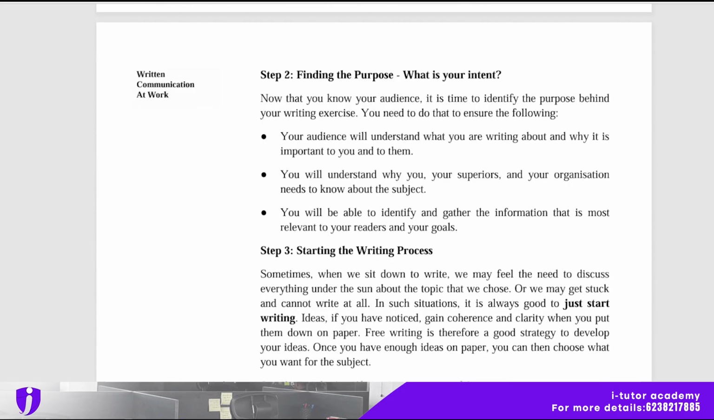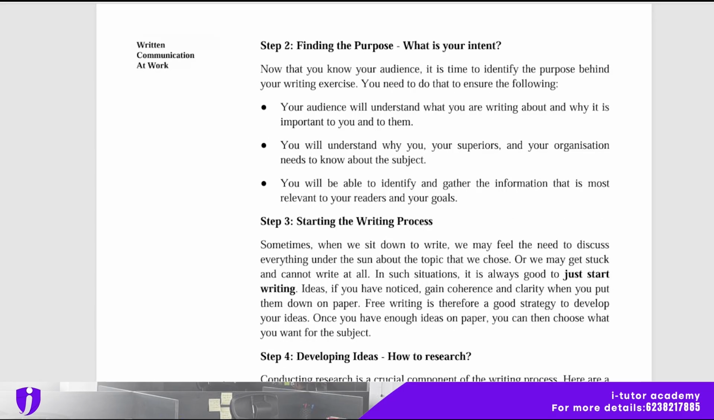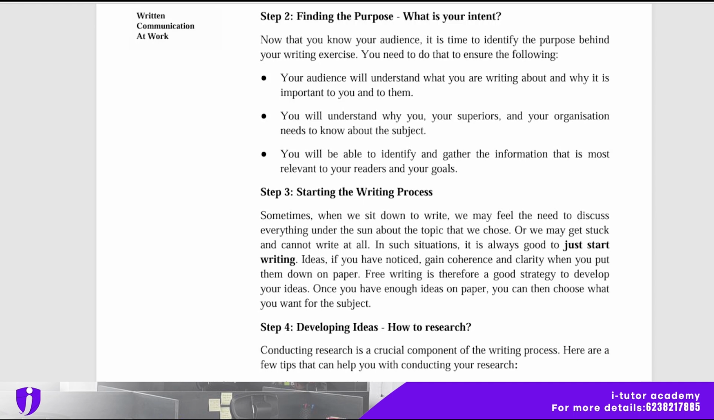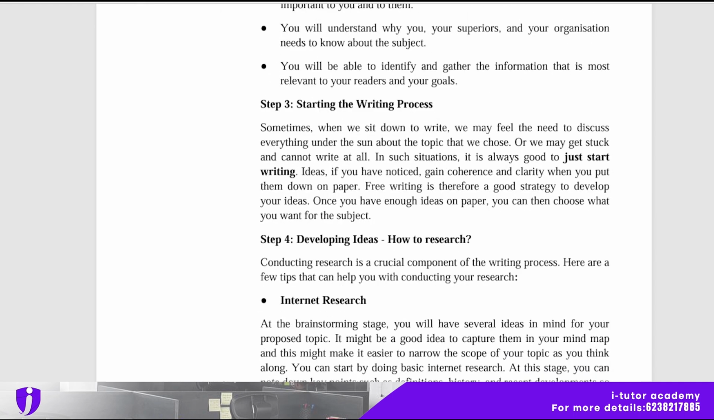And step 2, finding the purpose. What is your intent? Now that you know your audience, it is time to identify the purpose behind your writing. You need to do that to ensure the following. Your audience will understand what you are writing about, why it is important to you and to them. You will understand why you, your superiors and your organization need to know about the subject. You will be able to identify and gather the information that is most relevant to your readers and your goals.